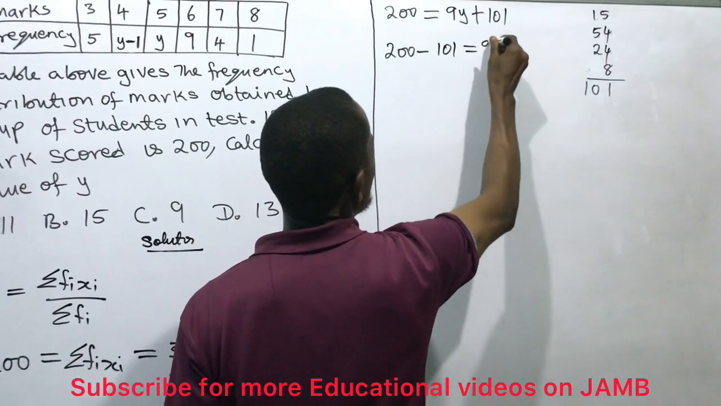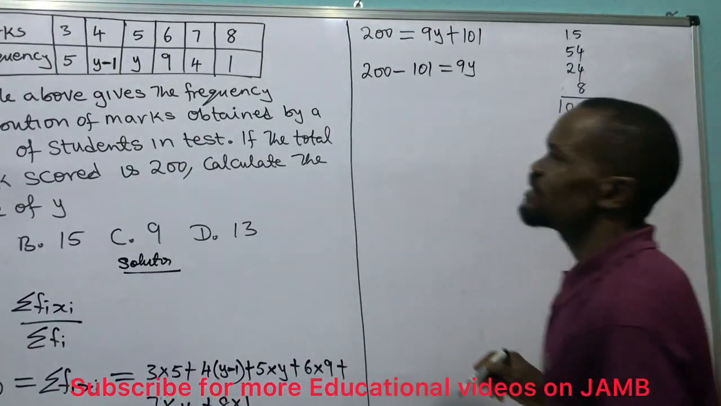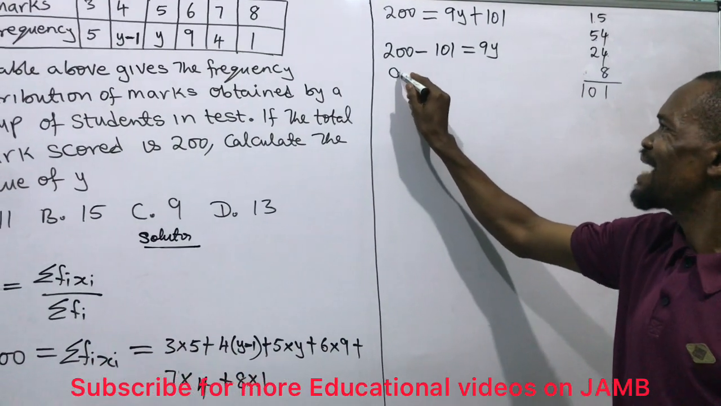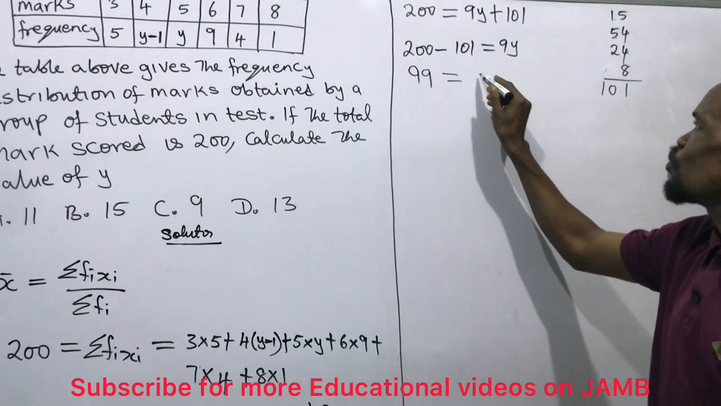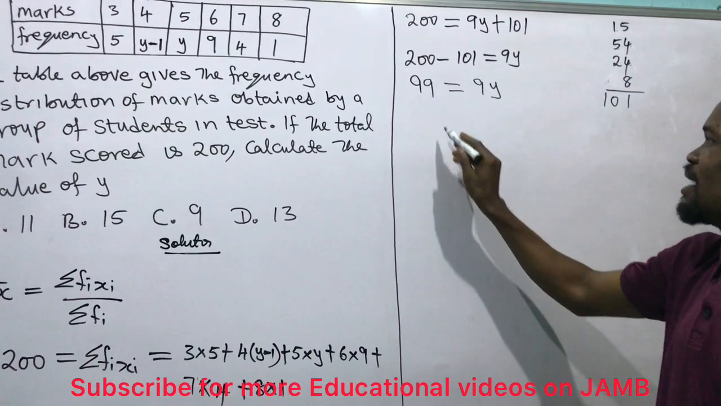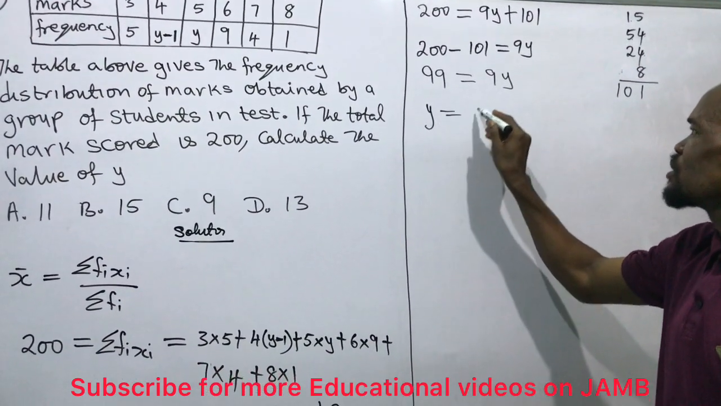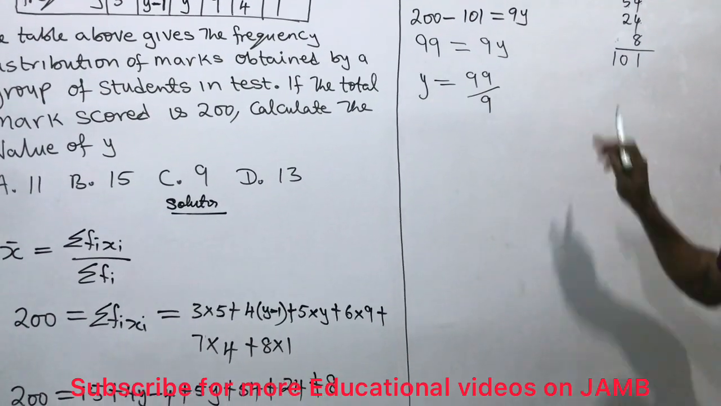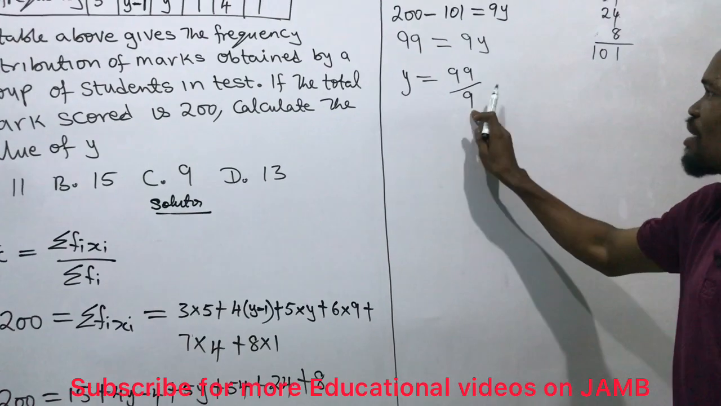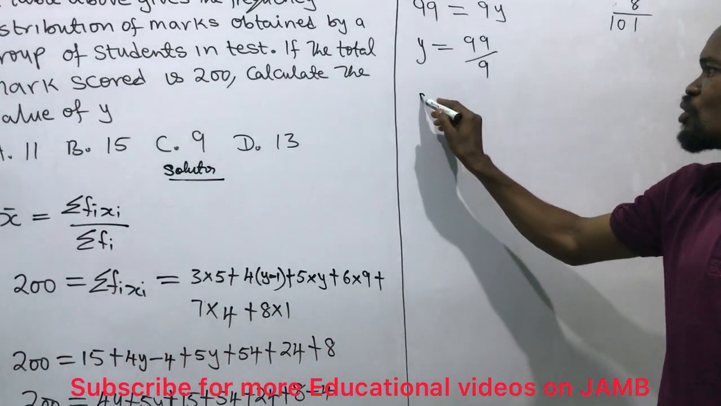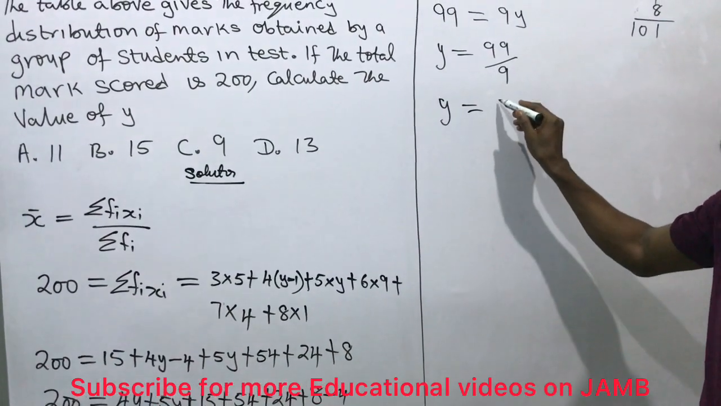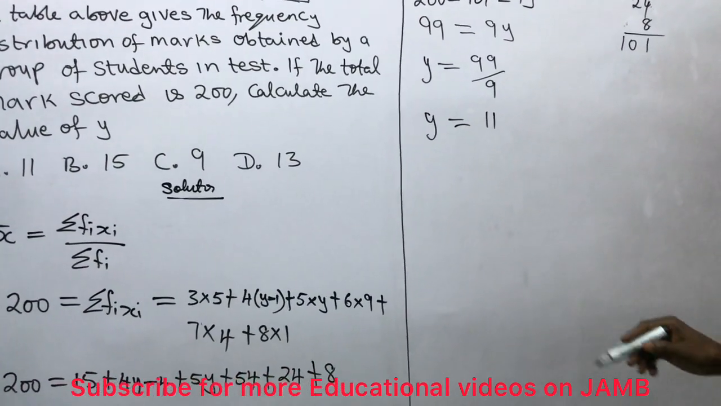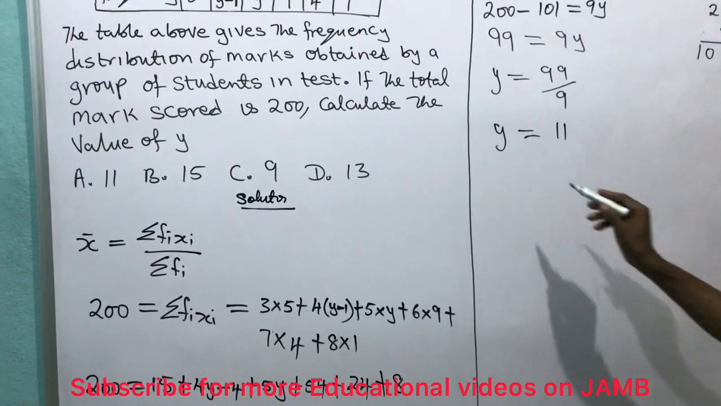101 equals 9y. I'll take you there. Then I can now say this minus this will give me what? 99 equals 9y. And therefore y will be what? 99 divided by 9. That means divide through by 9. If we divide through by 9, I will have this. And this will give me what? y is equal to 11. That means 11 is our option for y, because they say we should calculate the value of y.